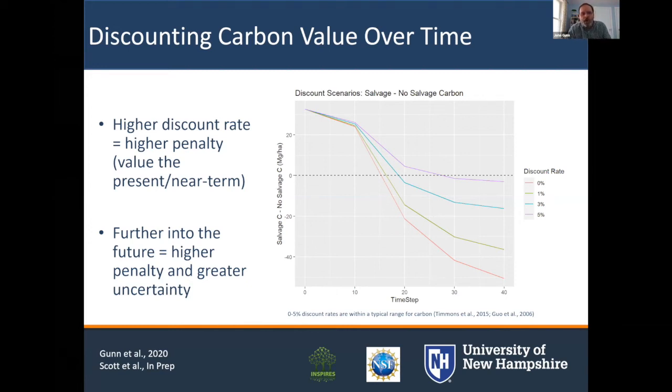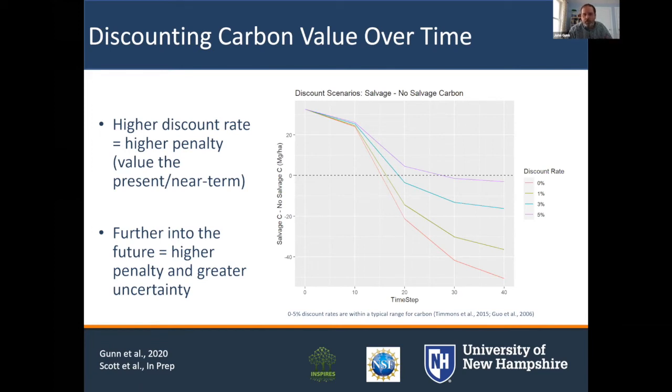This graph shows over time the difference between the salvage and no salvage scenarios. We've got this dynamic where, for a period of time, generally over the next 10 to 20 years from when you decide to salvage, there's a net emission to the atmosphere, so there's actually more carbon in the atmosphere than if you did not salvage. But that begins to flip as you get further out in time, as the forest responds and there's the persistent benefit of the harvested wood products.